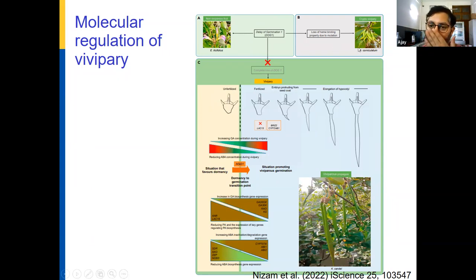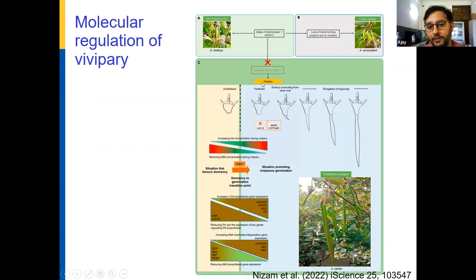But in another plant, there is a loss of heme binding property due to a mutation. This particular gene, or the protein of this particular gene, has a heme binding property. Heme means Fe, iron binding property. So its loss leads to cryptovivipary. Cryptovivipary means it is an intermediate stage of viviparity. It's not full viviparity, but an intermediate stage of viviparity. What happens when there is a complete loss of this particular gene, as shown by this cross?